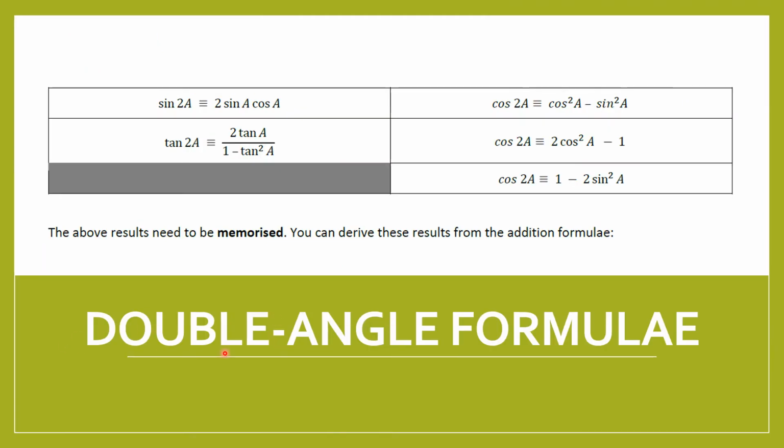Now here we have 5 formulae called the double angle formulae. One for sine, one for tan, and then 3 versions for cos. These results really need to be memorized. You can derive them from the addition formulae, and we're going to do that in the following examples. But in an exam, you don't want to be spending time deriving these formulae every time that you use them. That's really going to slow you down. It's for that reason that we recommend these results get memorized.